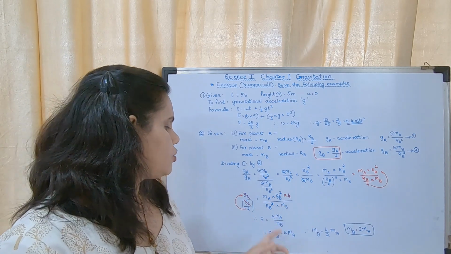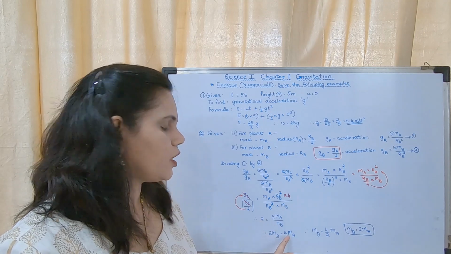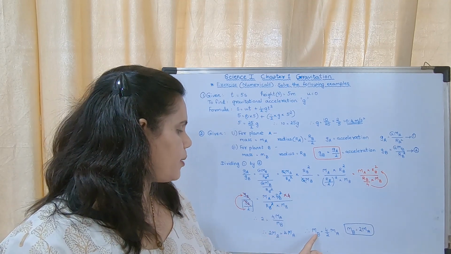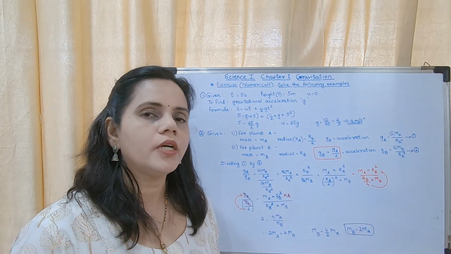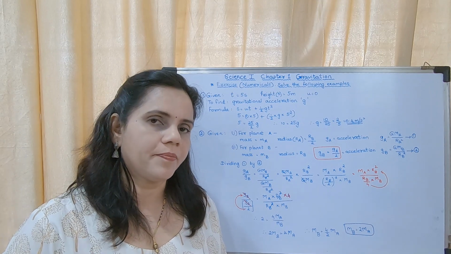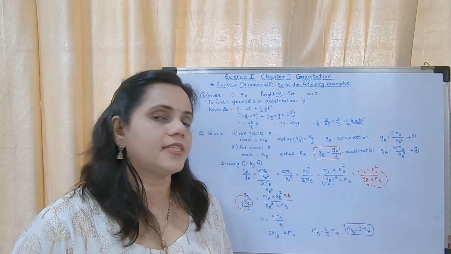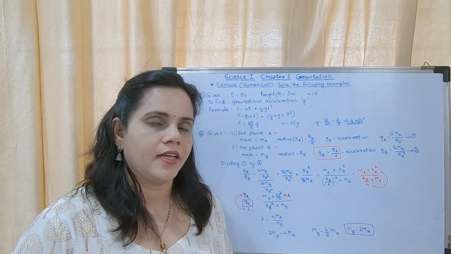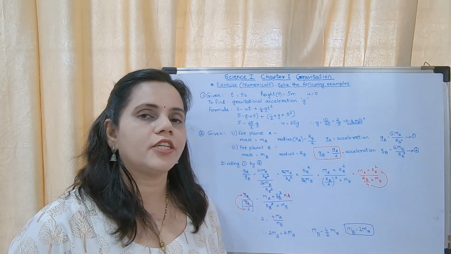Therefore, cross multiplying, 2 MB is equal to 4 MA. So MB is equal to 4 upon 2 MA. So MB is equal to 2 MA. You may see the answer. That means the mass of planet B, the mass of the object B, is twice the mass of A. That is the relation. You may copy this and do it in your notebooks.